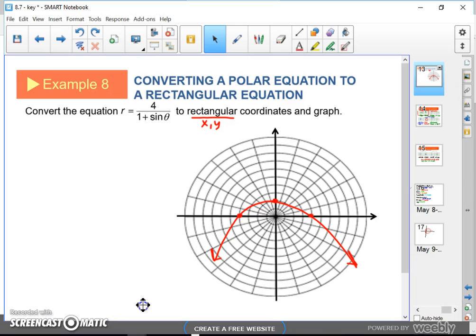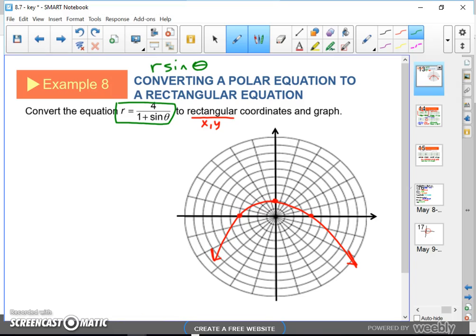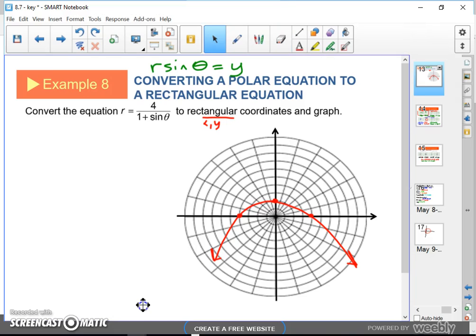Basically what we would do here is we're looking for some way of changing into x and y. And as you examine this equation, you see an r and you see a sine theta. Now they're not written together, but if you could piece them together, r sine theta would look like y. That's one of our conversion equations, so that would be useful if we could get r sine theta out of that somehow.